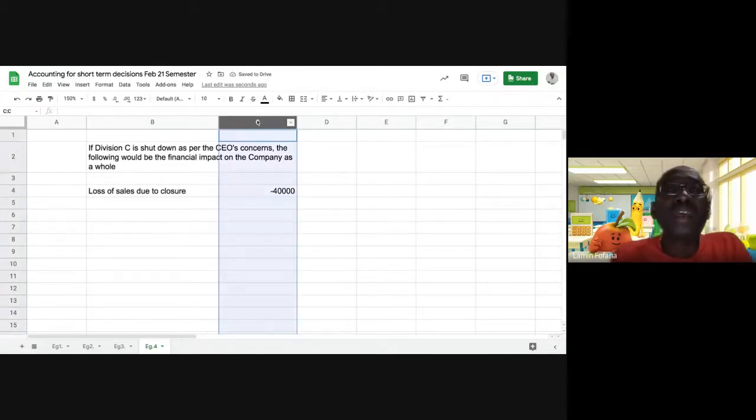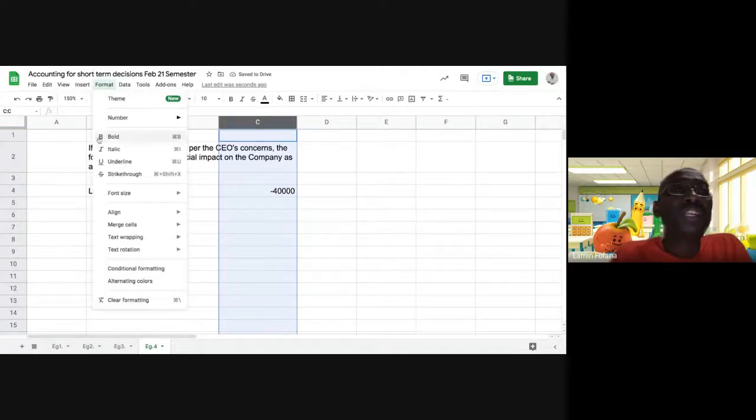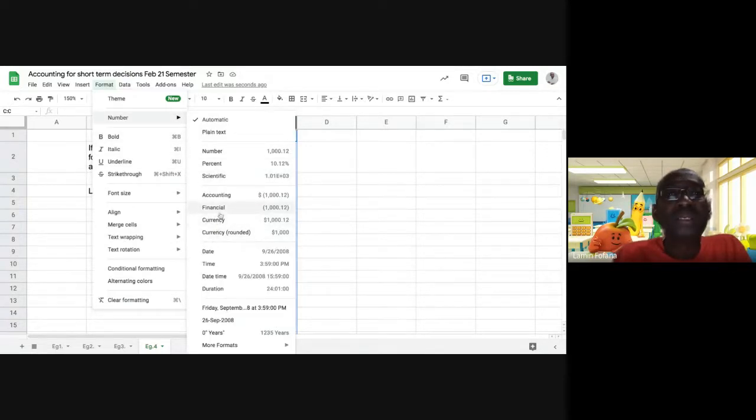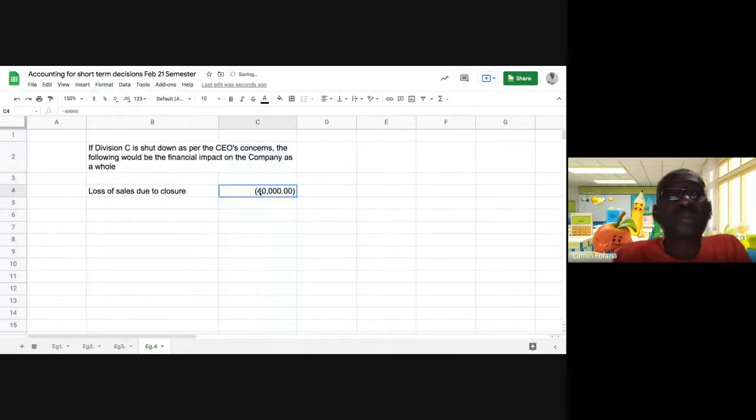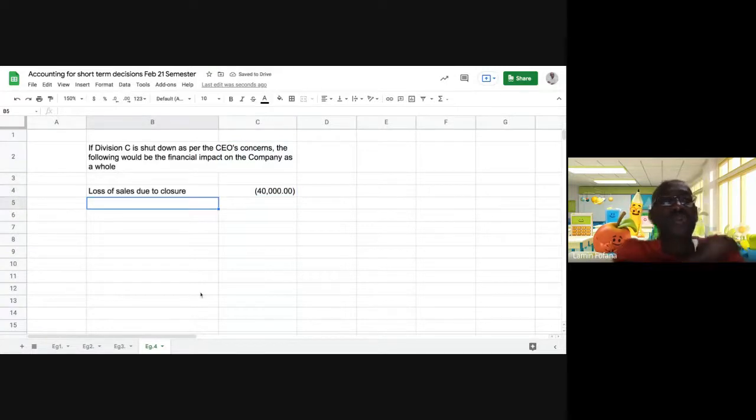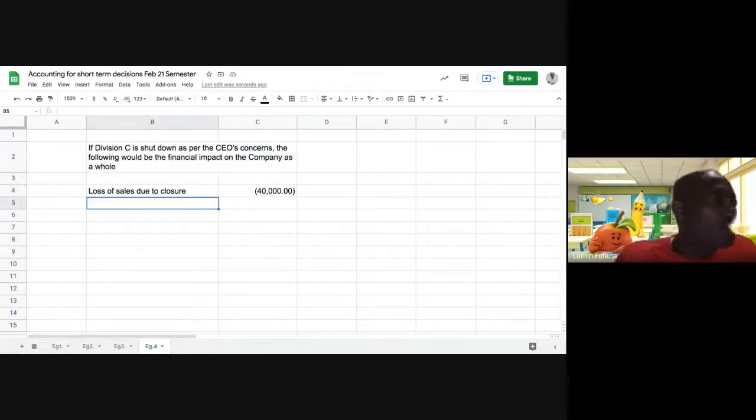So we can format this also so that the 40 will not appear as minus 40, but it will be in brackets. So we say format financial. Okay, so we say loss of sales due to closure. So that's one. What about the variable cost?